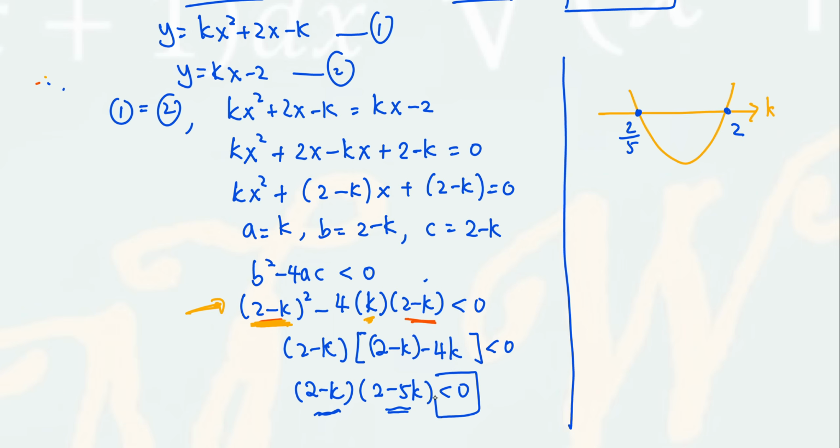So final answer, less than 0. Less than 0 means below the k-axis. So my final answer is going to be k between these two values. Okay, so that's the solution of this question.